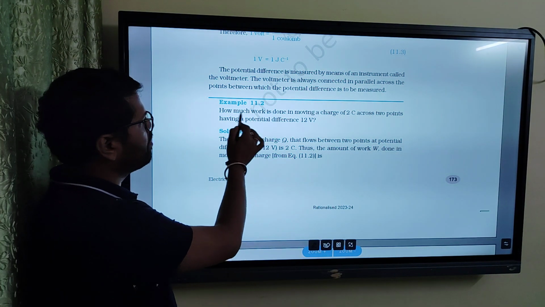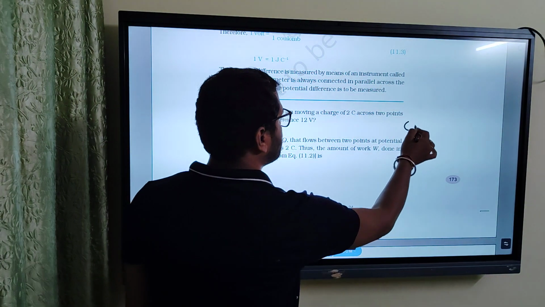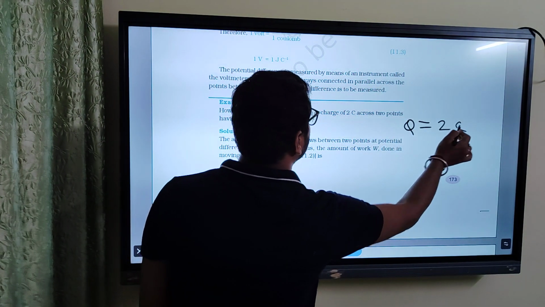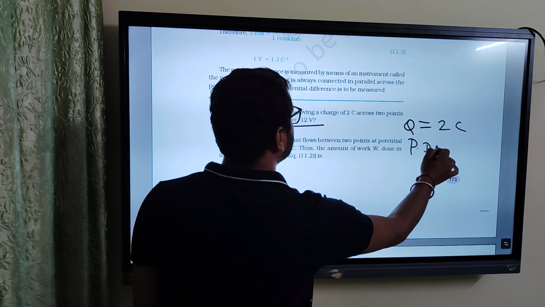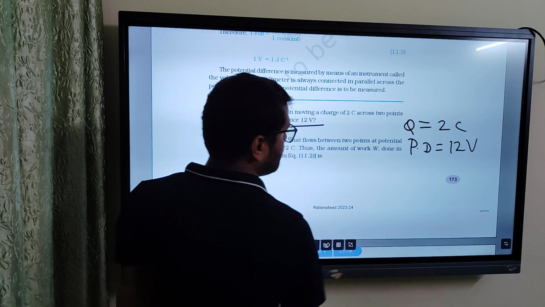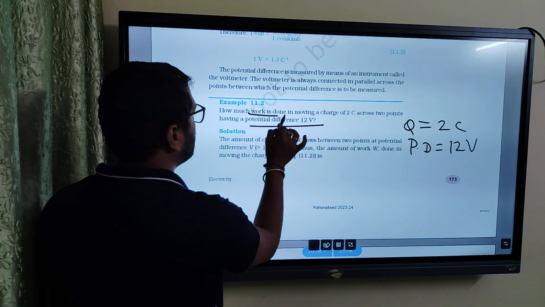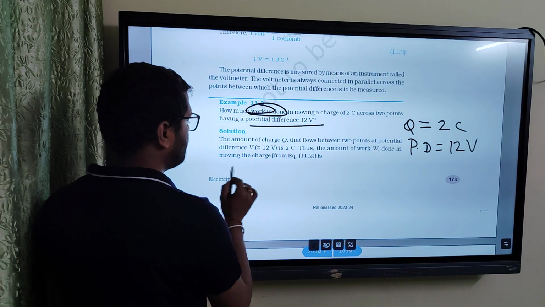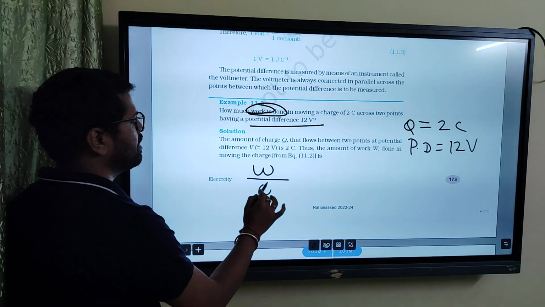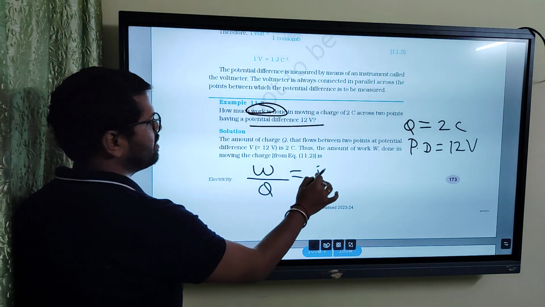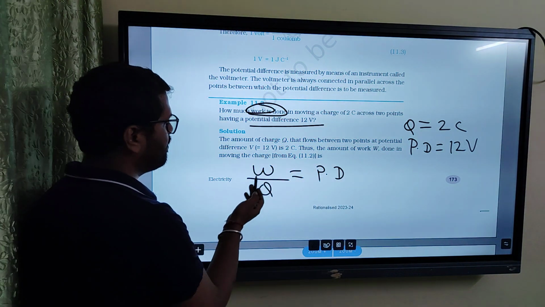So here, how much work is done in moving a 2 coulomb charge? So what have they given? Charge equals 2 coulomb, having a potential difference of 12 volt. Correct. What do they ask? Work done. Okay, use the formula. What we have just now seen: potential difference is work by charge. Correct. Now we want work.